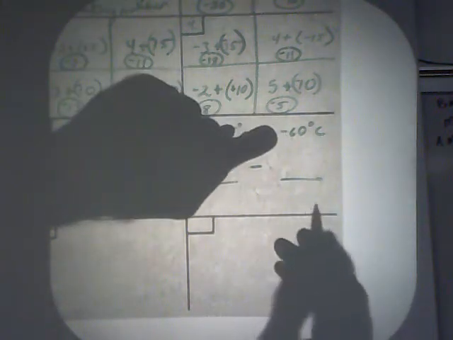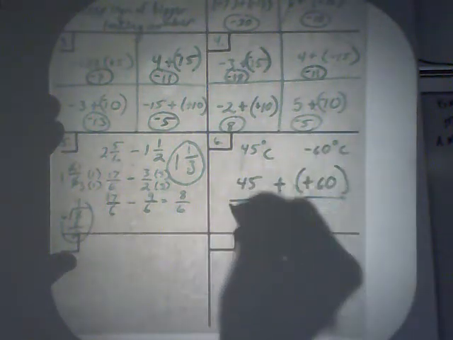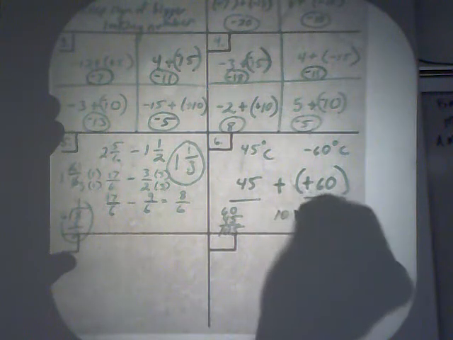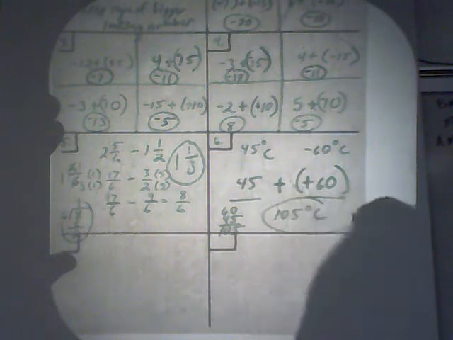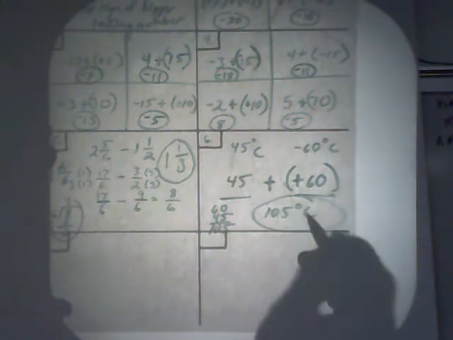Okay, the first temperature was 45. Second temperature was negative 60. Do I want to see these two like this? No. I have to use parentheses. All right, now we do exactly what we were doing here. Do I ever want to subtract? No. What do I do? Add the opposite. Okay, the signs are the same. We add. So the change is 105 degrees Celsius. Remember to use the degree symbol in Celsius because now we're talking about temperature.